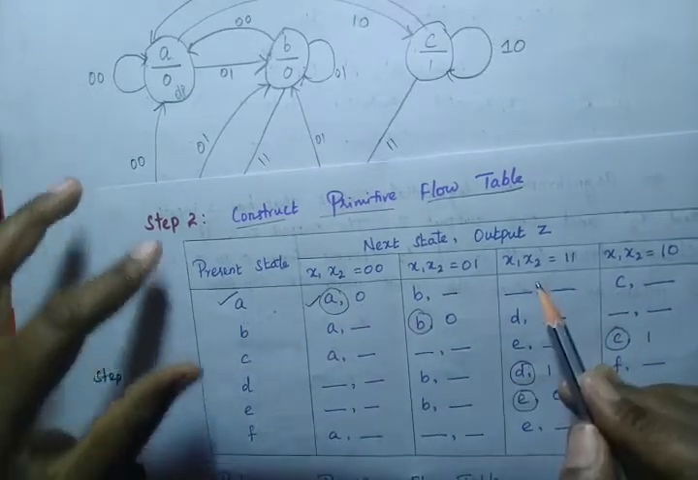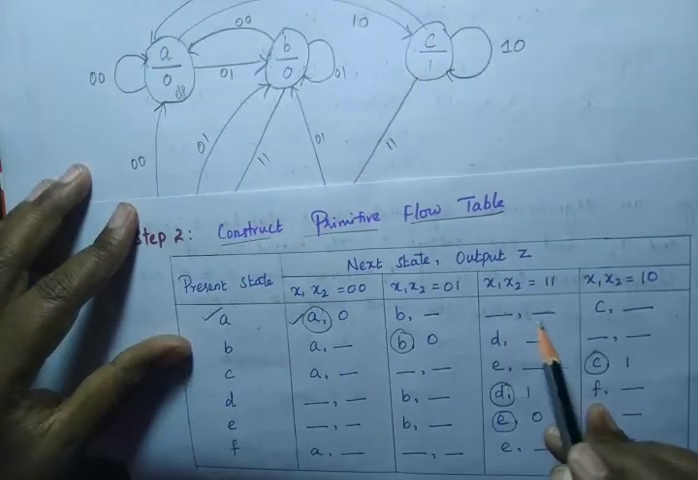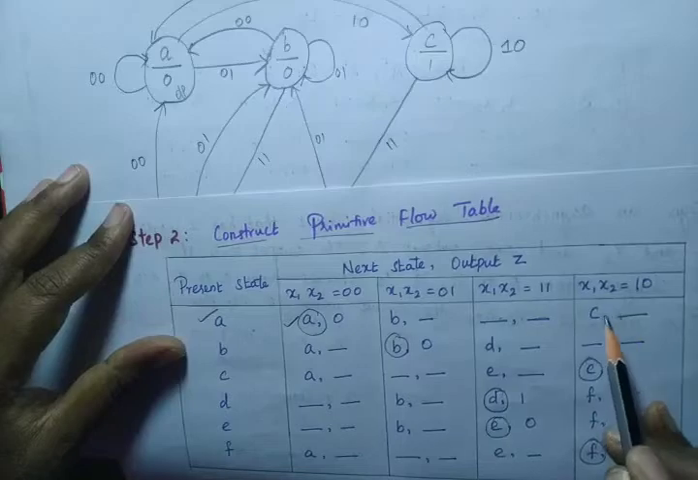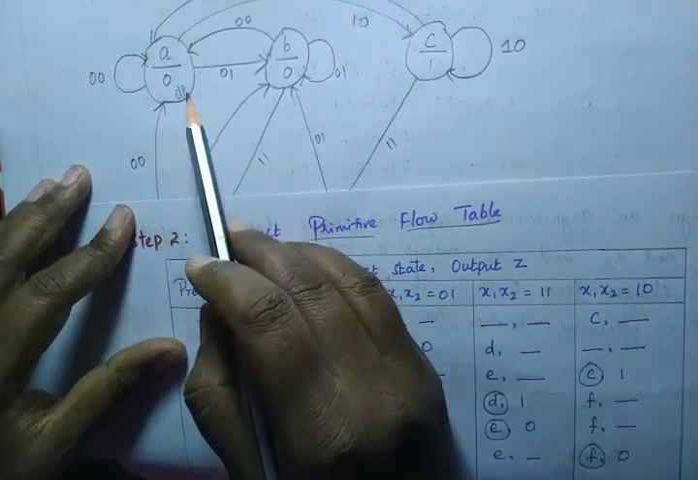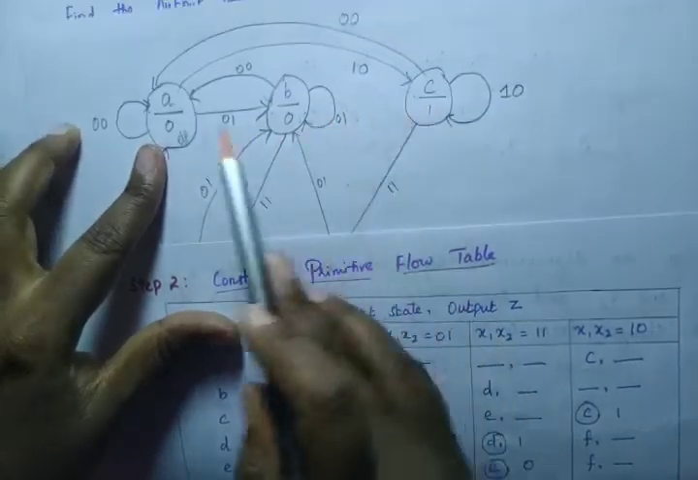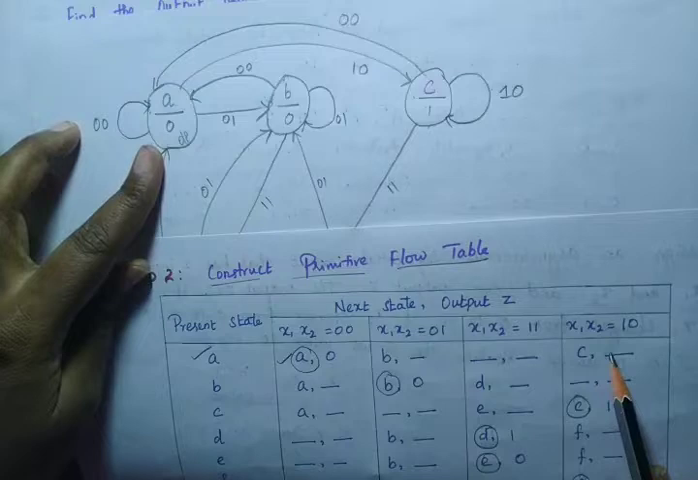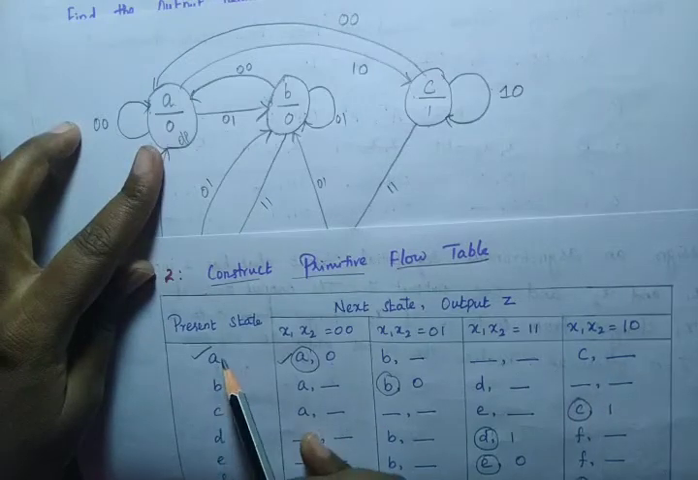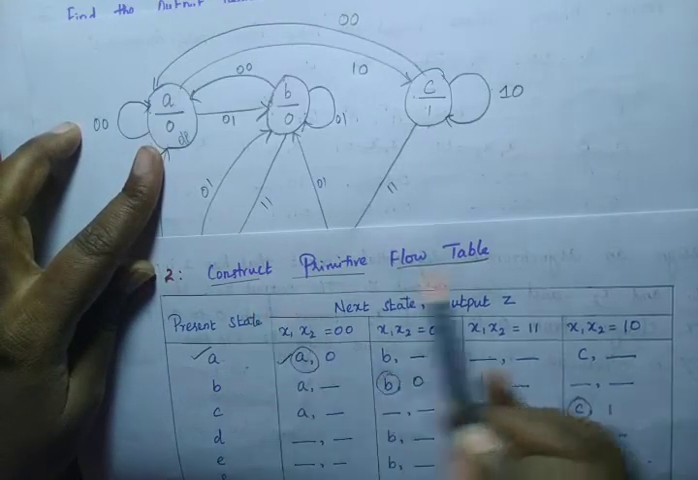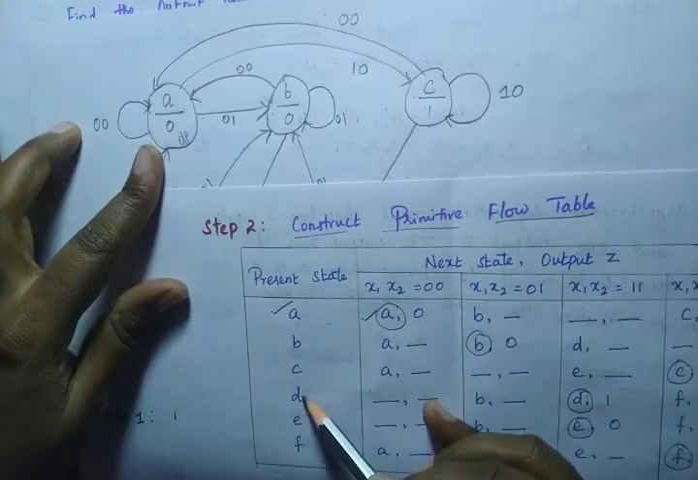Then A, when it is 1 1. This condition does not exist, so we are mentioning this as dash dash. Then A, when it is 1 0, it goes to C. The output for this is 1, but you should not mention the output because this is for the present state A. This is said to be the primitive flow table. And in a similar way, we have to write for B, C, D, E, F.